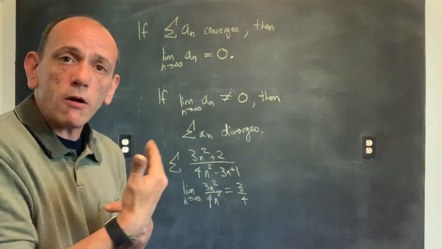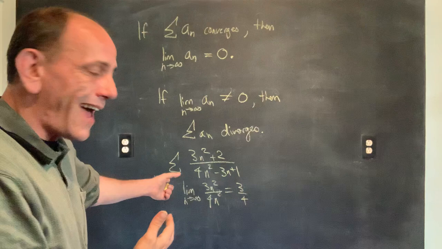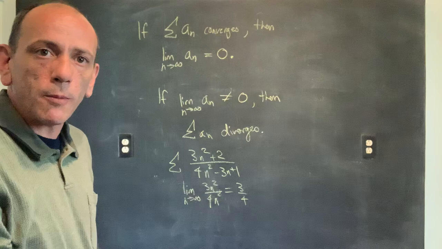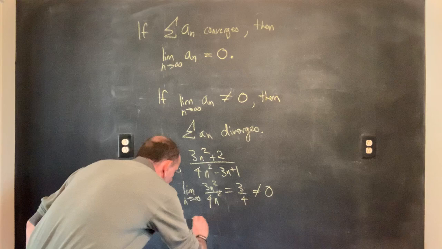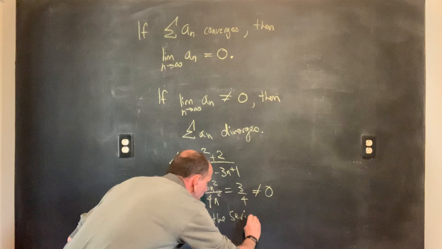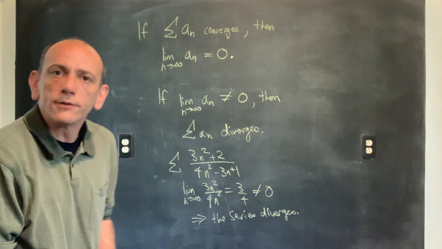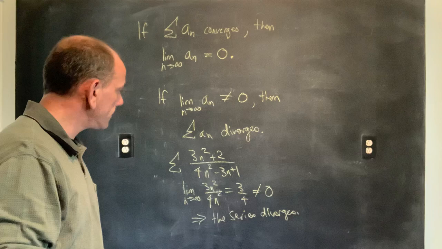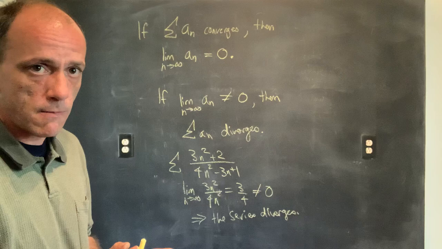But that means in the long run, as I'm going off to infinity, I'm essentially adding 3/4 and 3/4 and 3/4, or something very near 3/4, over and over. This, of course, will just blow up. It'll diverge. This is not 0. That implies that the series diverges. No extra work necessary. Just take that limit. If it's not 0, I'm done. That thing diverges. All right, so that's the divergence test. And one more time, it's important to know that this tells you nothing about convergence. It's only a test for divergence.